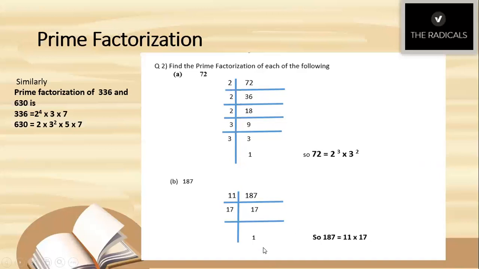Now take 187 and find its prime factorization. As 187 is not an even number, we cannot divide by 2. It is also not divisible by 3, 7, or 9, but instead it is divisible by 11. 11 17s are 187. And again, 17 is a prime number, so we'll say 17 ones are 17. So the prime factorization of 187 is 11 multiplied by 17.